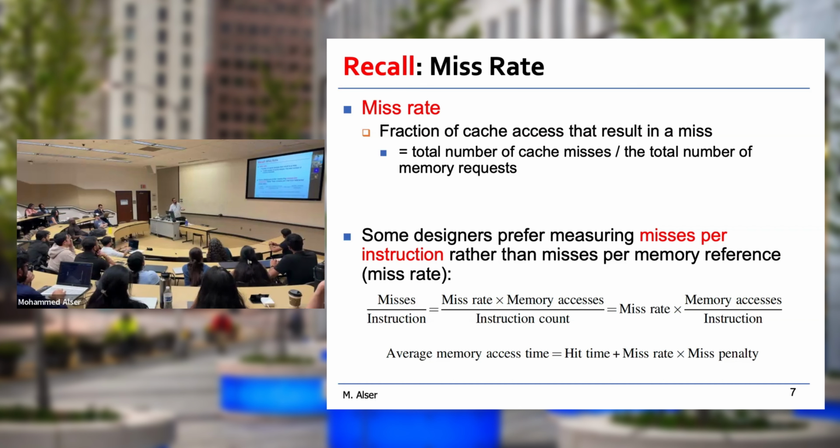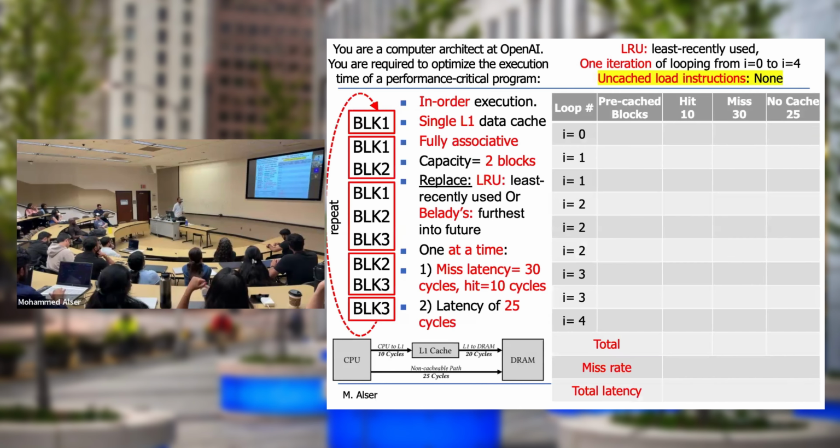We also have another definition, which is the number of misses per instruction. Then we have to divide over instructions to take the average number of misses caused by a single instruction. But currently we are just interested in miss rate, not misses per instruction. Now, in the first case, you're not allowed to use the second path at all. Uncached load instruction is none, so none of the blocks allow you to use the second path.